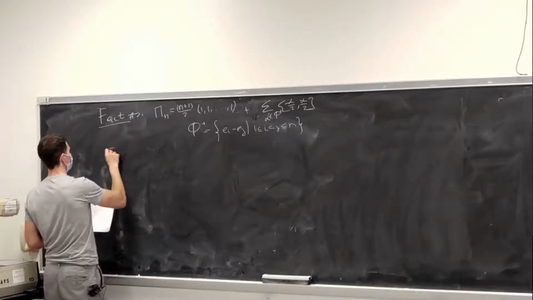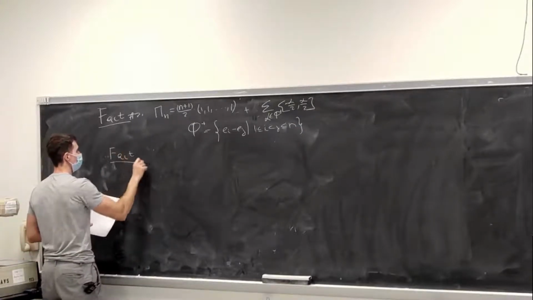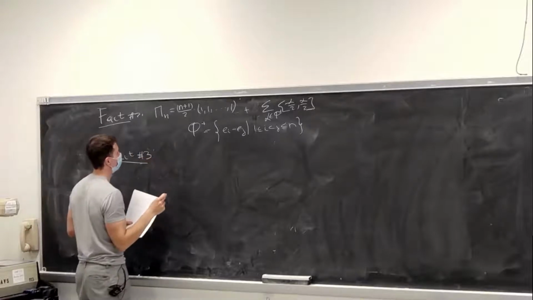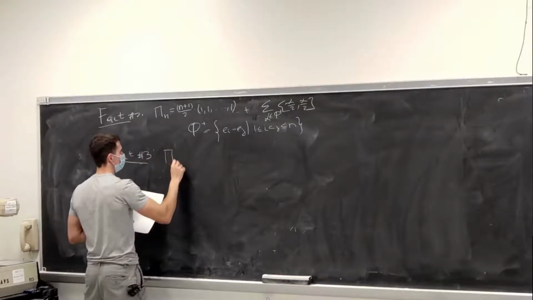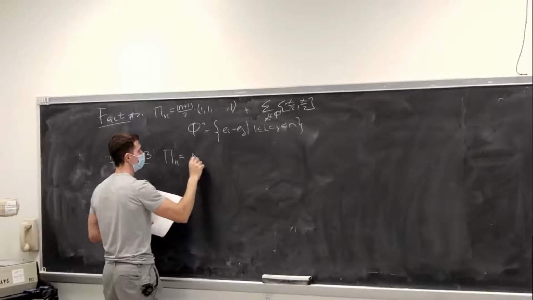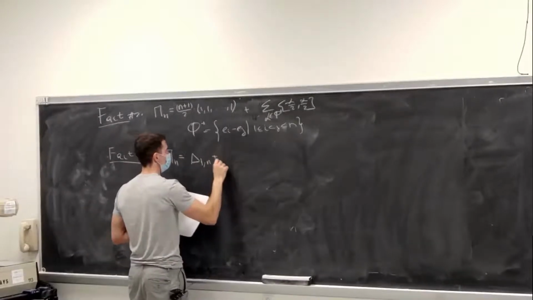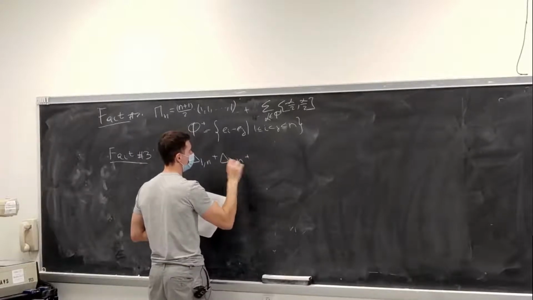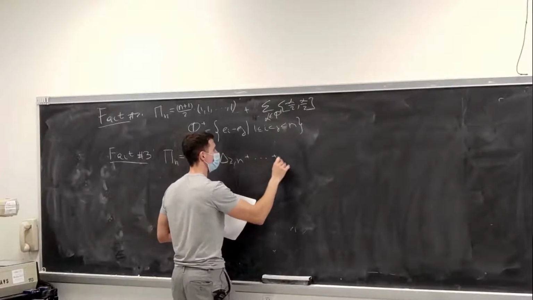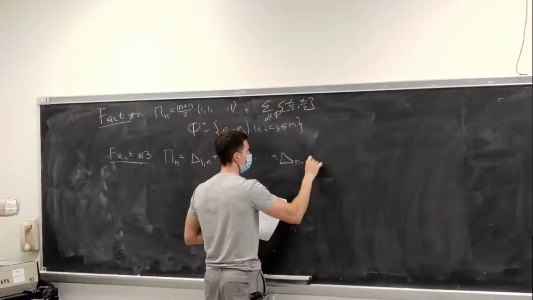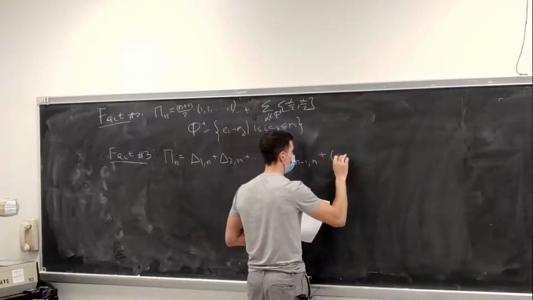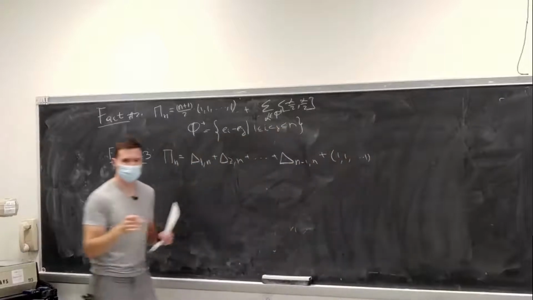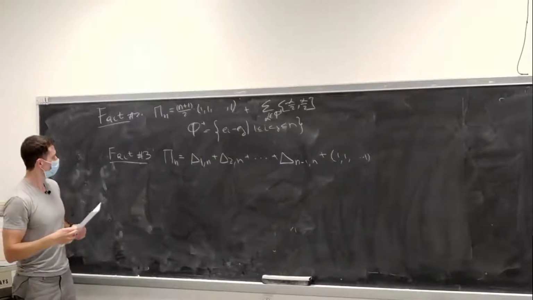And the second fact, fact number 3, was that the Permutohedron is also the sum of all these hypersimplices plus the extra shift, which you can think of as delta and comma n.